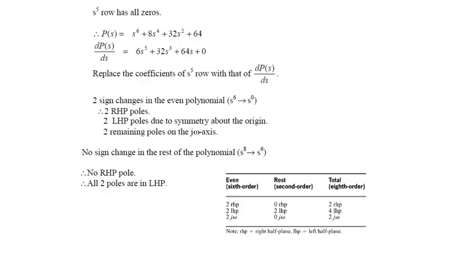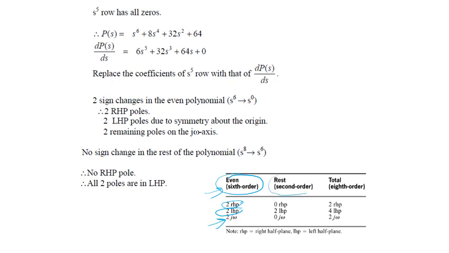Here is the answer. Here is showing the detail of how to replace the row of zeros by the other coefficients. And finally, this is the answer. In the even polynomial, there are 6 poles. 2 go to the right, which means 2 go to the left. Automatically, they are equal. The remaining out of 6, the remaining will be 2. They are going to go to j omega.